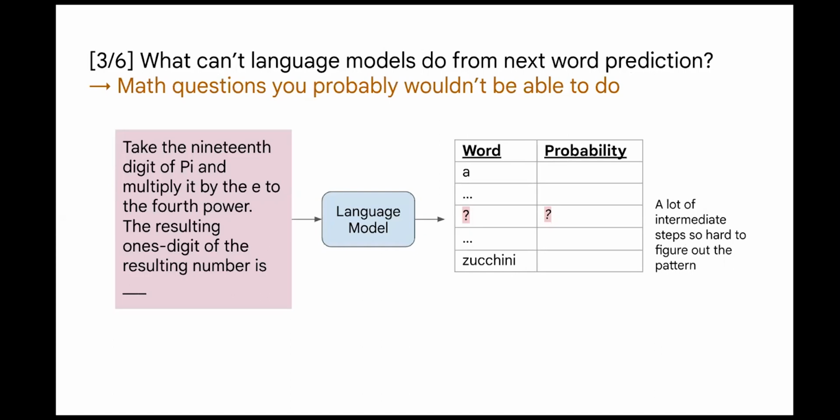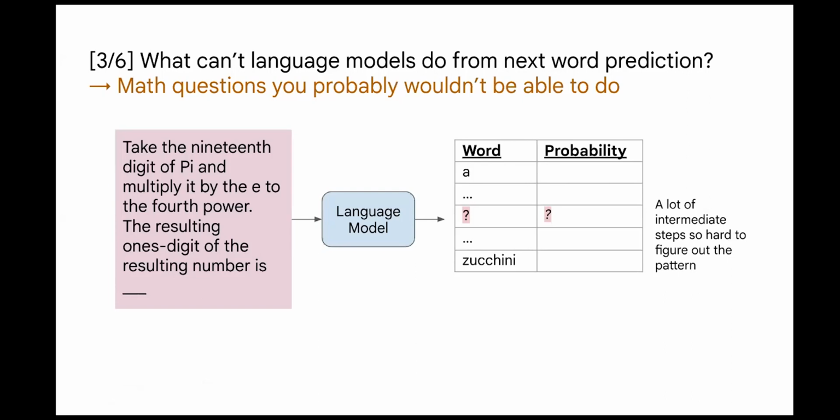And then also, language models probably can't do math questions that you probably wouldn't be able to do. We're making progress on it, but I think this is still generally true. So if you have a math problem like: take the 19th digit of pi and multiply it by e to the 4th power, the ones digit of the resulting number is.